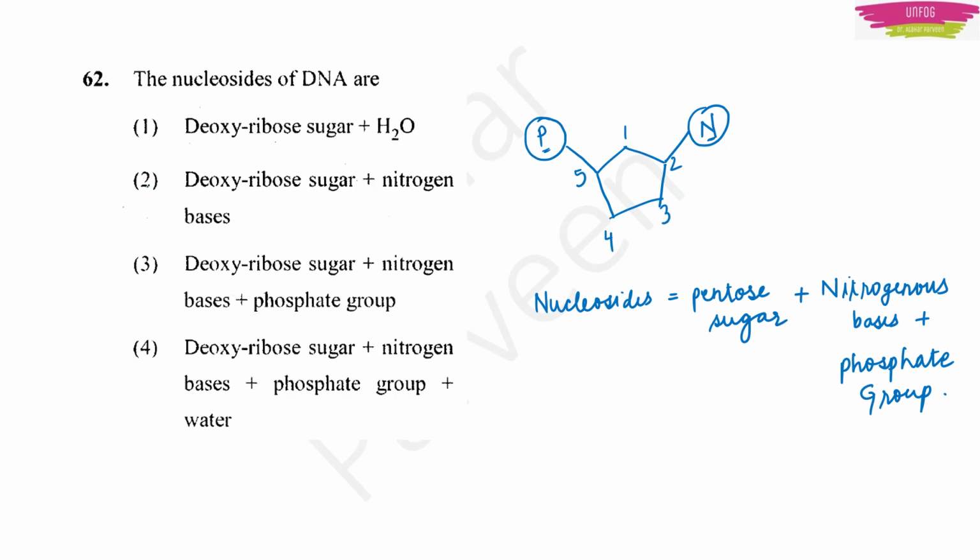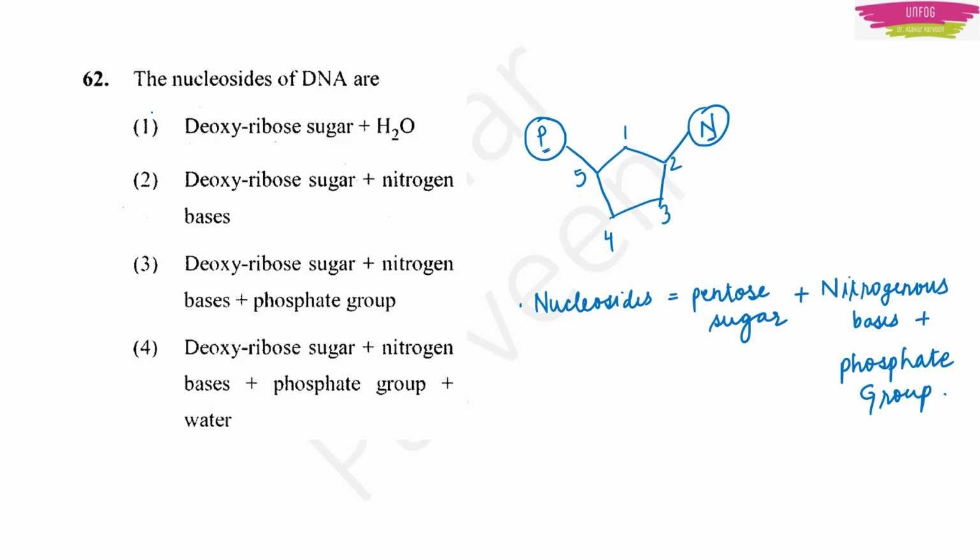Let's see which one of the options is matching with our answer. So nucleoside means pentose sugar. Okay, we have written pentose sugar here. They have given deoxyribose sugar in the options. They are the same thing. So we have deoxyribose sugar plus nitrogenous bases.